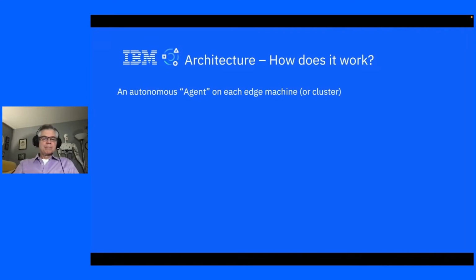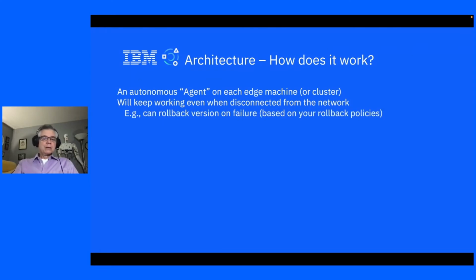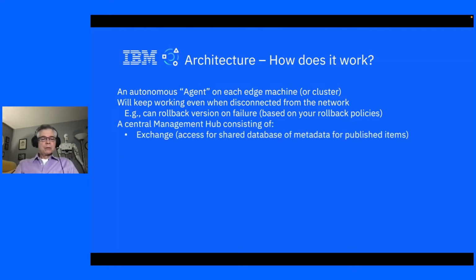How does it work? We have an autonomous agent on each edge machine or cluster. We support Kubernetes clusters as well, and it will keep working even when disconnected from the network. And so one advantage of that is that it can roll back a version on failure based on your rollback policies, even without a network connection. And we have a central management hub that has an exchange, which is really just a shared database of metadata for the items that you publish into IBM Edge Application Manager. And we use it for rendezvous between the agents and other components.